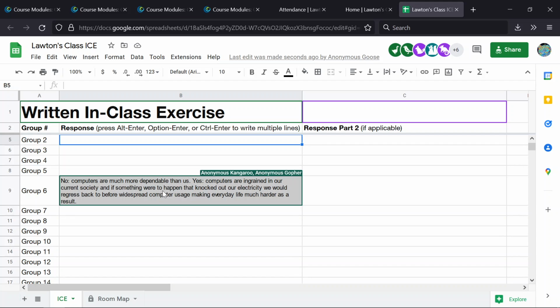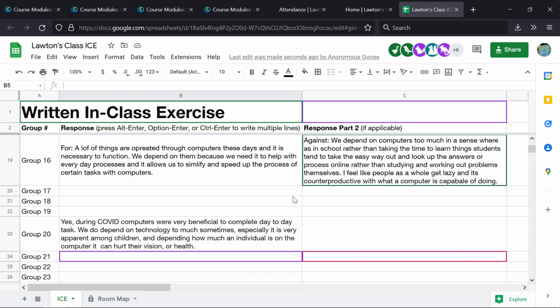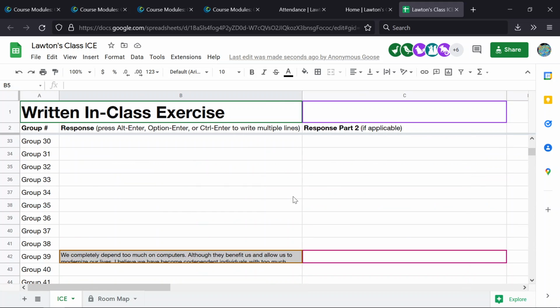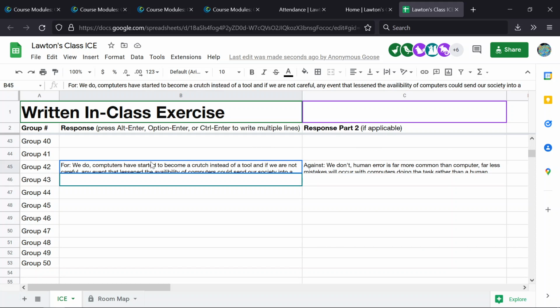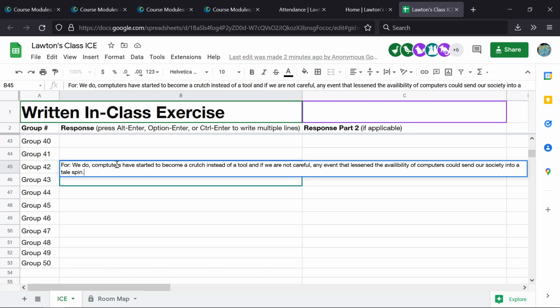Who knows? If something were to happen that knocked out our electricity, we would regress back to before widespread computer usage, making everyday life much harder as a result. Yeah, so that would be difficult to get back on our feet in the event that something horrible happened to our computers. So maybe we need fail-safes. Maybe we need something, even if we're using computers a lot right now, maybe we should have something in place so that just in case something went wrong, we are ready. All right. These are good ideas.